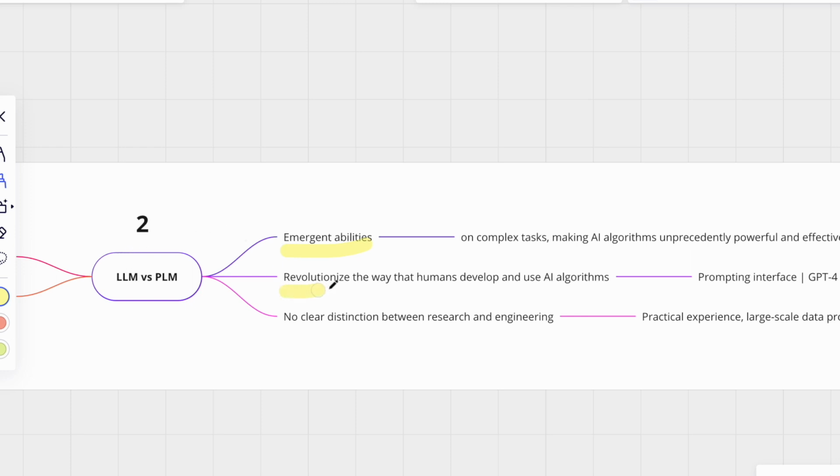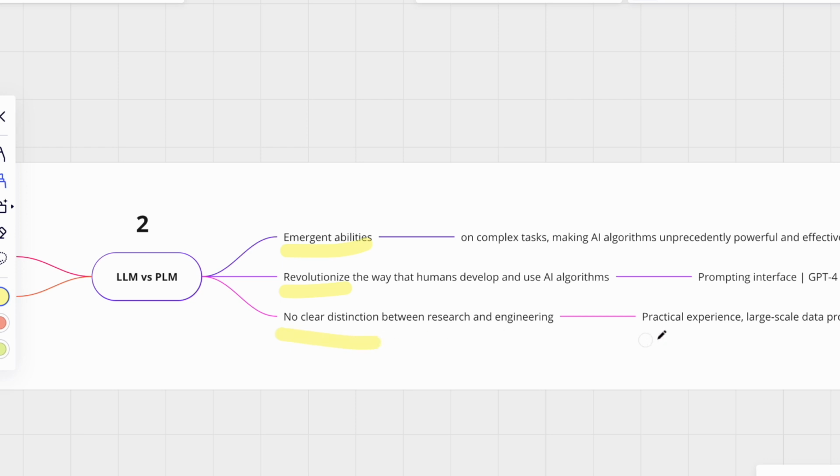Also, the LLM revolutionized the way that humans develop and use AI algorithms. Today we have ChatGPT and also different APIs. For example, we have the OpenAI API and a prompting interface. And this is not only for researchers or big companies. Today, everyone can access it, and developing and using AI algorithms is changing thanks to this prompting interface and APIs.